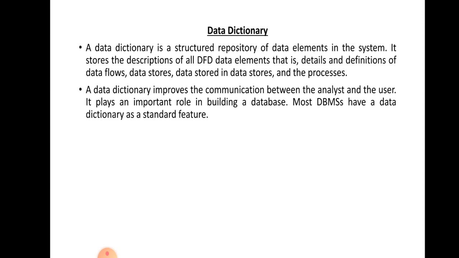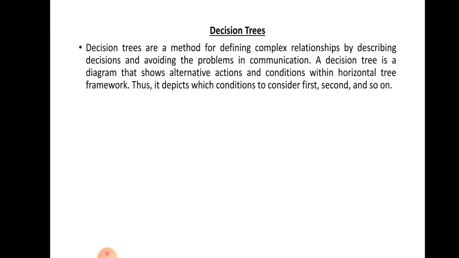The data dictionary improves the communication between the analyst and the user, so that the analyst can easily get information from the data dictionary about a particular data element used in the system, and the user also gets information from the data dictionary about the particular product. From the data dictionary we can easily develop decision trees. Decision trees are a method for defining the relationship between processes by describing the decisions and avoiding problems during the communication process. A decision tree is a diagram that shows the alternative actions and conditions within a horizontal tree format.